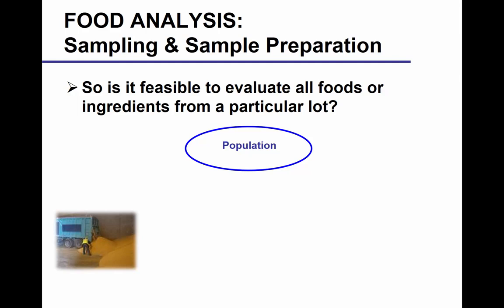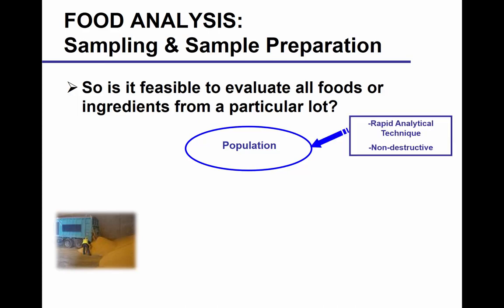So, is it feasible to evaluate all foods or ingredients from a particular lot? So you have the entire population. This is a whole stack or mountains of grain. You won't be analyzing all of it for moisture content, for example. But say you want to do a metal detection. Your grains can go on a belt, and you can have metal detection for everything that passes over the belt. So you can do a rapid analytical technique, like just looking at the presence of metals. It's not destructive, so you won't harm the samples or the product or the ingredient.